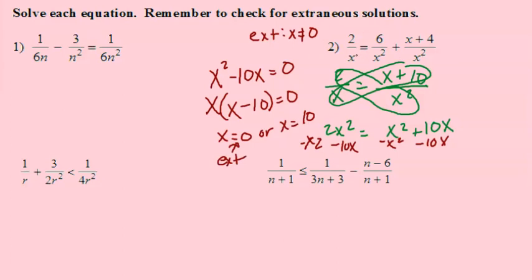10, if we plug that into the original, we get 2 over 10 equals 6 over 100 plus 14 over 100. Well, let's multiply these by 10 each to get 100. So 20 over 100. Does that equal 14 plus 6 over 100? Yes. So that's a real solution.